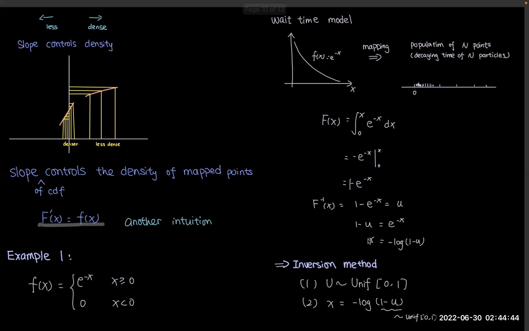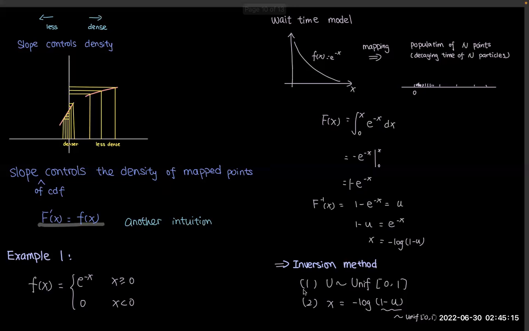Okay, and then you want to solve it to get the inverse. And then you get 1 minus u equal to e to the negative x. So x is negative log of 1 minus u. So this is F inverse of u. There's no inverse here, so this is F inverse of u. And then you can use the inversion method. You first generate u from uniform 0 to 1, and then you return X to be negative log of 1 minus capital U.